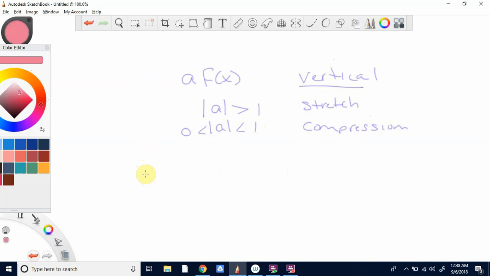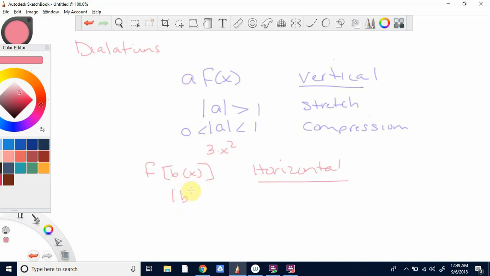Now, what if you had a horizontal? Then that would be f of b times x. This would be a horizontal dilation. Okay, so these are dilations, stretch or compression. Now, look at this carefully. Remember, it's inside, so I'll give you an example of what this looks like. This would be 3x squared, because that 3 is outside, doesn't get squared, so this would be A. Now let's learn what the stretch and compressions are.